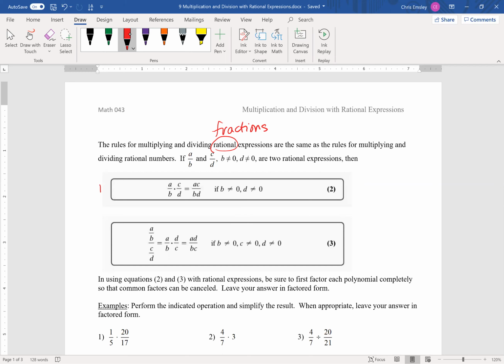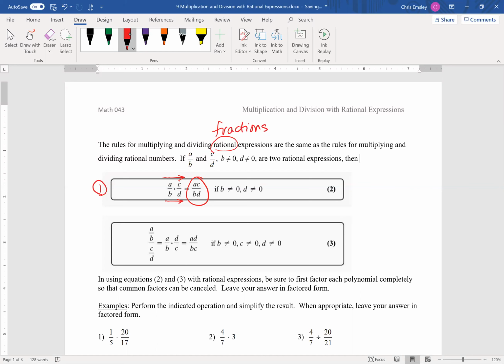This first one is for multiplication. You can see if you have two fractions, a over b times c over d, all you do is multiply straight across the top, multiply the two numerators, and you get a times c. You multiply straight across the bottom, multiply the two denominators, and you get b times d. That's how we do fraction multiplication. Pretty basic.